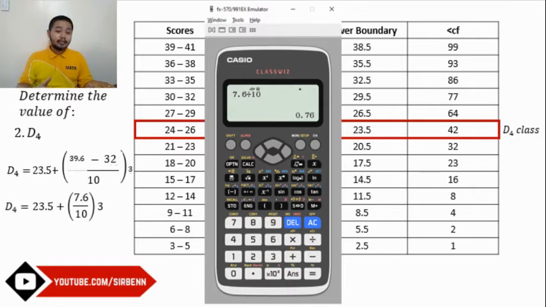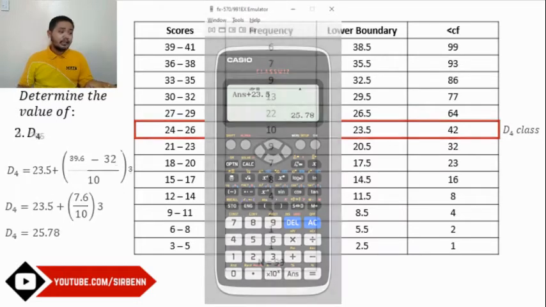Multiply natin yung 0.76 sa class interval natin, which is 3. So, 0.76 times 3, that would be 2.28. And then, yung last process dito, 2.28, i-add natin yan sa lower boundary, which is 23.5. 2.28 plus 23.5, and that would be 25.78. So, ibig sabihin, yung estimated value ng ating fourth decile is 25.78.